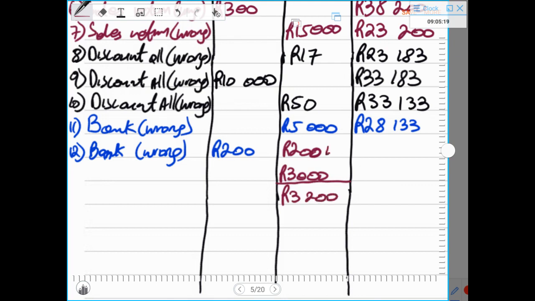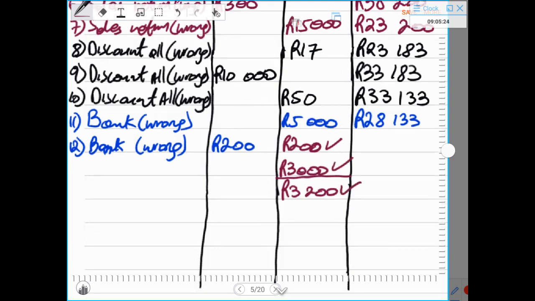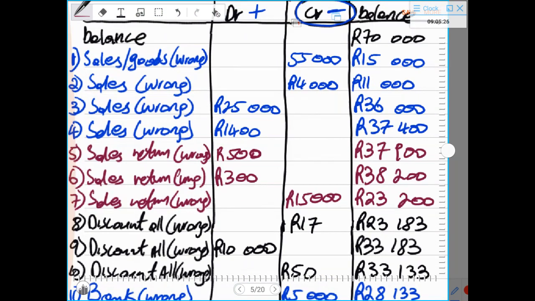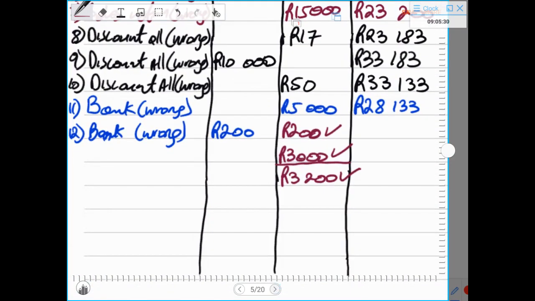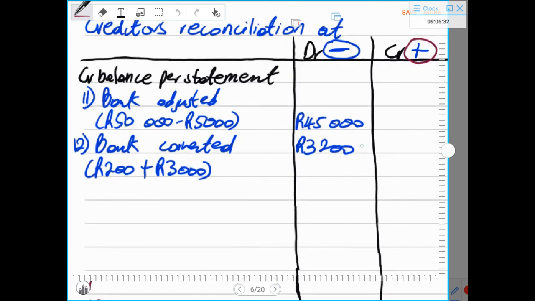But remember, their debit is our credit, and their credit is our debit. So now they recorded all of this in the credit side. So their credit is our debit. Hence now we have the total of 3.2 on the debit side. 200, we are cancelling that. 3,000 is the right amount.